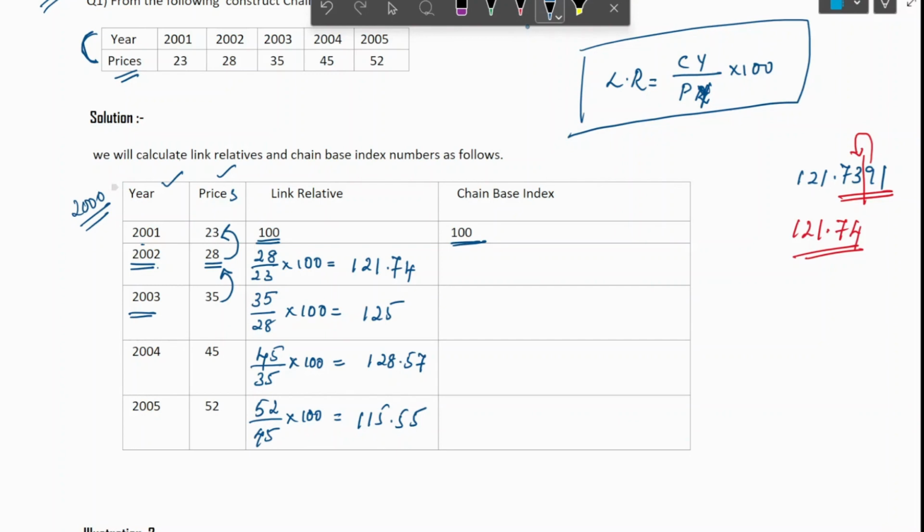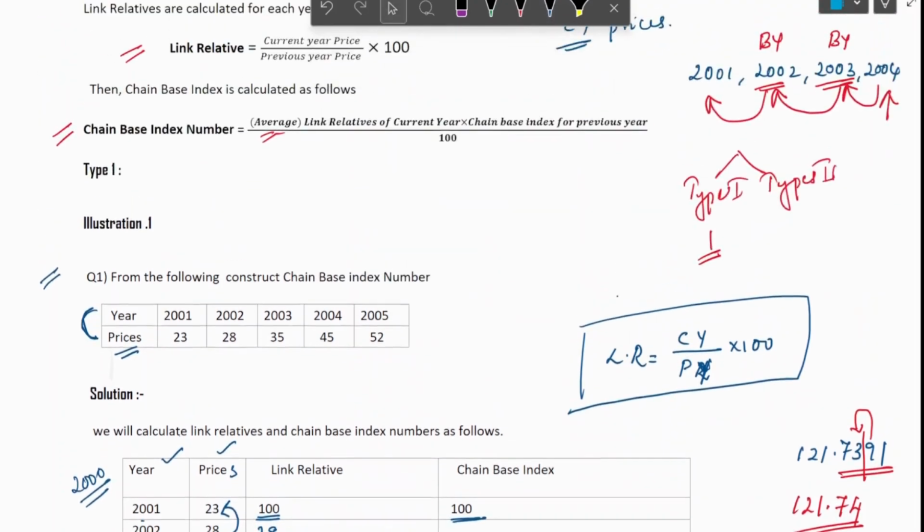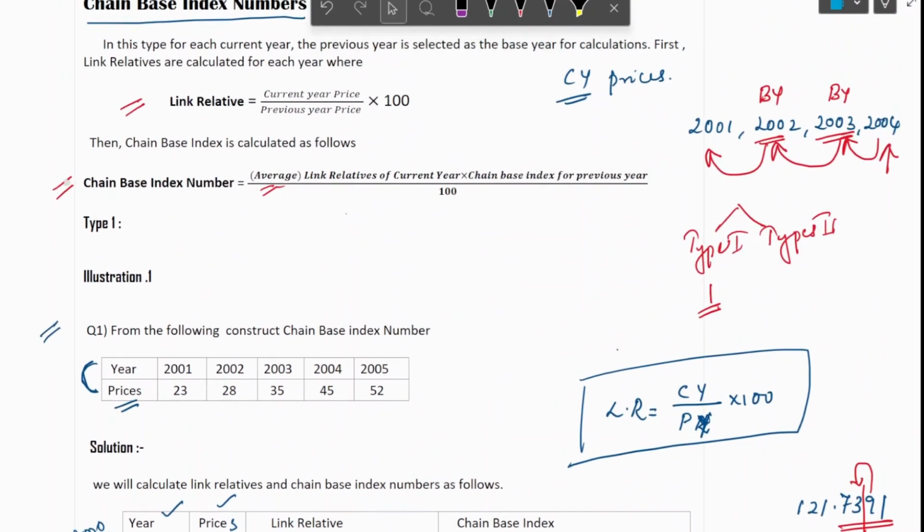Now, what is the next column? Chain base index number. What is the formula for chain base index number? Chain base index number equal to, I'll just show you once again the formula. See here, link relative of the current year into chain base index of the previous year divided by 100. This is for type 1 we are going to use it. This average word we are going to use for the second type, and when I do that, I will explain it to you. Therefore, here the formula is link relative of current year into chain base index for previous year.